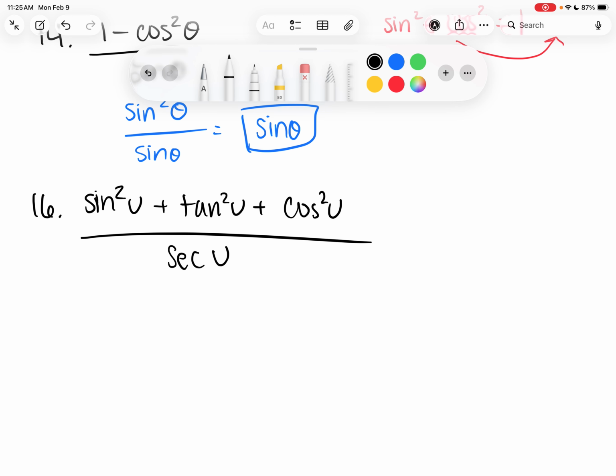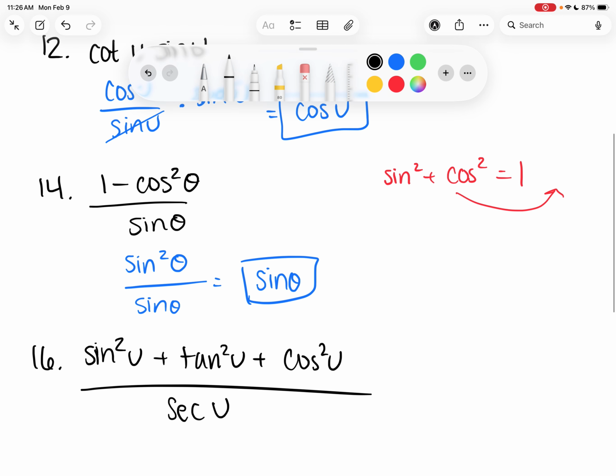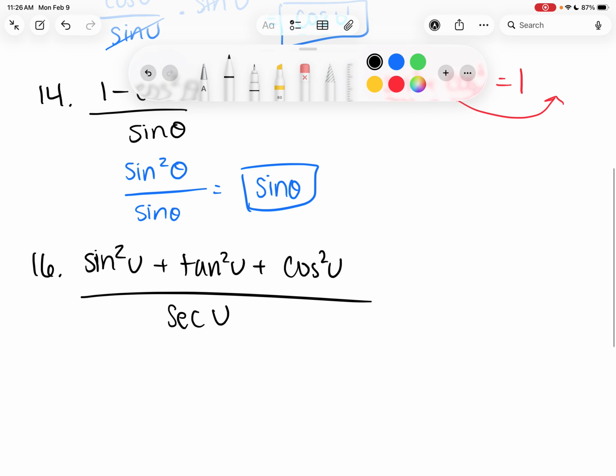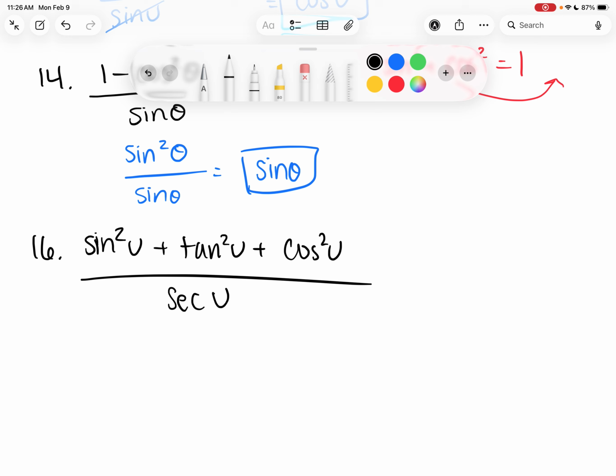All right. Do we have a thought on how to start this one? No. So I see squared. So what's my first thought? Pythagorean theorem. Yep, Pythagorean identities. So we just said up here, sine squared plus cosine squared equals 1. I see a sine squared and a cosine squared. So what do you think maybe I could do?